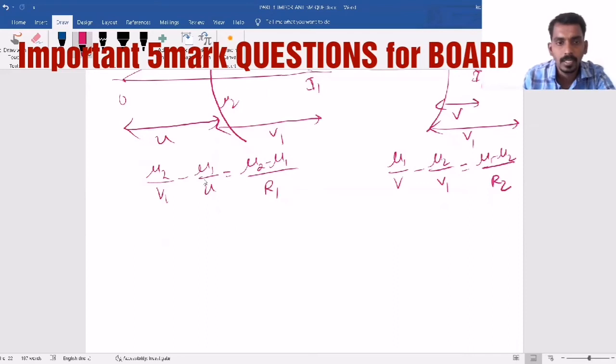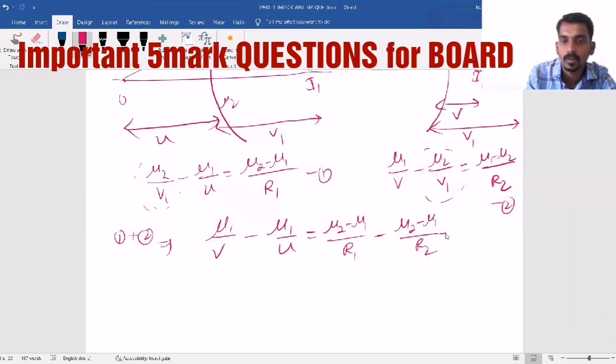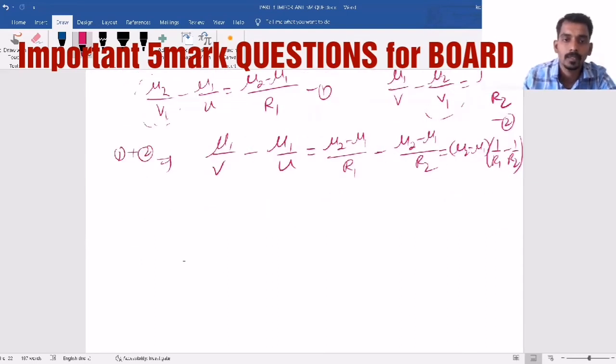Now if you add both equations, see mu2 by V1 and minus mu2 by V1, both will get cancelled. See this one and this one, both will cancel each other. So what will remain? Mu1 by V. Let's take this as 1, this as 2. Let's write 1 plus 2 implies mu1 by V minus mu1 by U equal to (mu2 minus mu1) by R1. Here minus, if you take common, it will become (mu2 minus mu1) by R2. Now if you take (mu2 minus mu1) common, then it will become 1 by R1 minus 1 by R2.